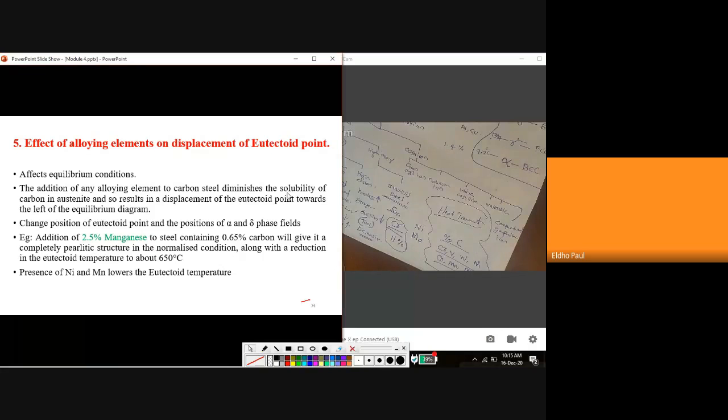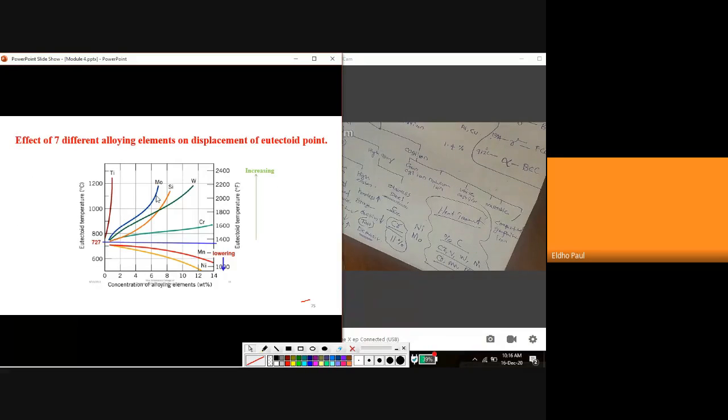Okay, so the presence of nickel and manganese also lowers the eutectoid temperature, and thereby we can change the heat treatment process also. This is a very important thing during the heat treatment process: the effect of alloy elements on the displacement of the eutectoid. So these are the effects of different alloy elements on the eutectoid temperature. You can see this is the original eutectoid temperature without any alloy elements other than carbon. If there is no alloy element, 727 degrees Celsius is the eutectoid temperature.